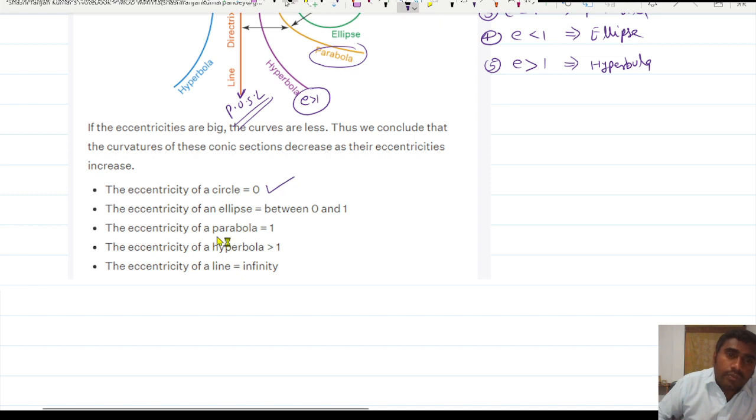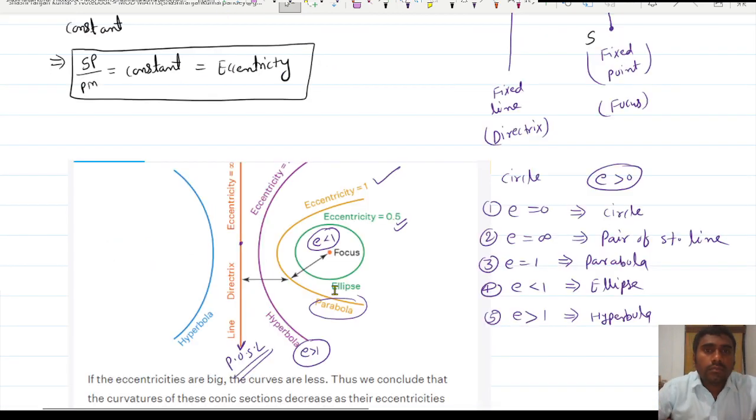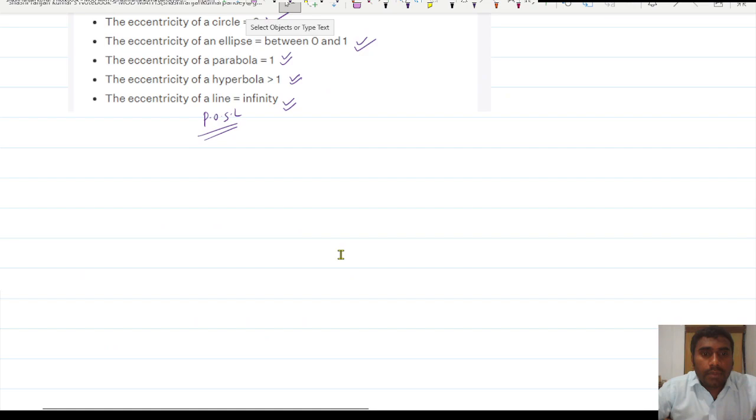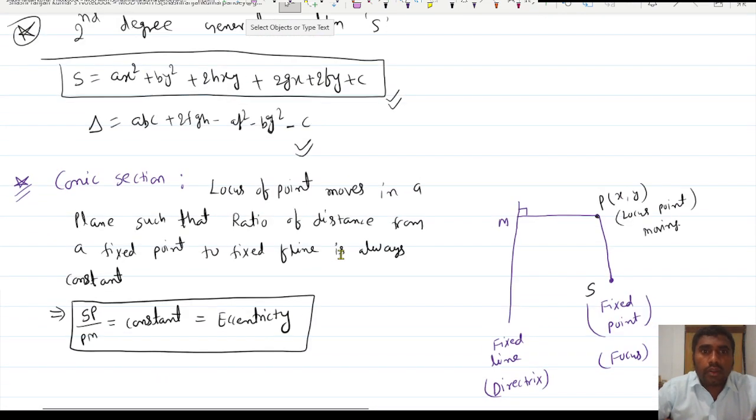Circle has 0. The eccentricity of an ellipse will be between 0 and 1. For a parabola, 1. Hyperbola, greater than 1. And for the pair of straight lines, it is infinity. That is not a line, that is the pair of straight lines. Okay, so this is the basic overview of the conic.